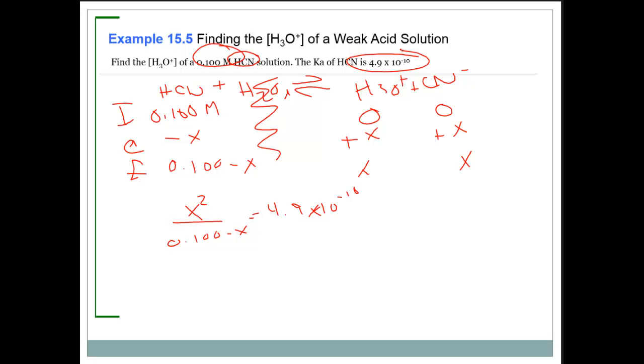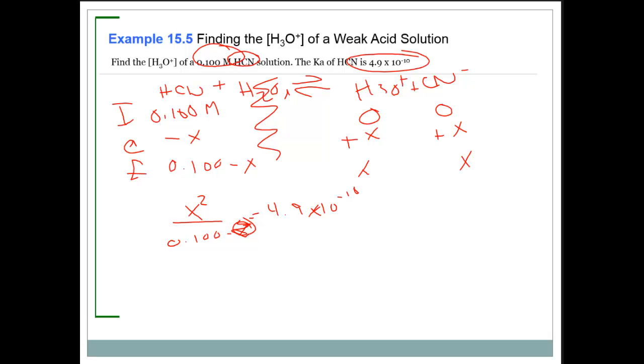Now, we're going to assume that since this is a weak acid, in other words, the Ka is much smaller than 1, that this X here is negligible. We're going to assume that's insignificant, so we're going to subtract it out and solve for the X's on the top. We're going to double check that at the very end.